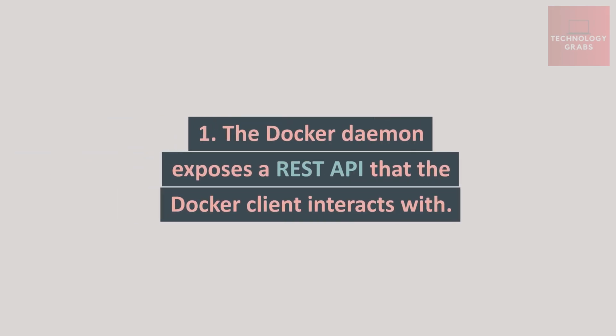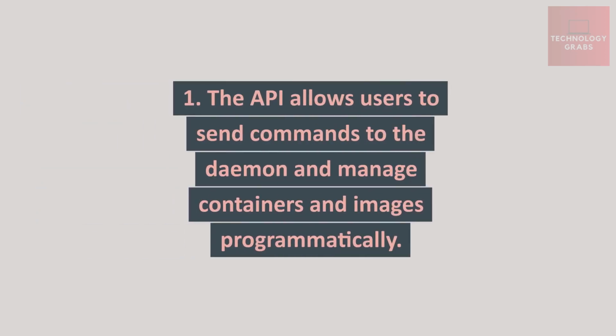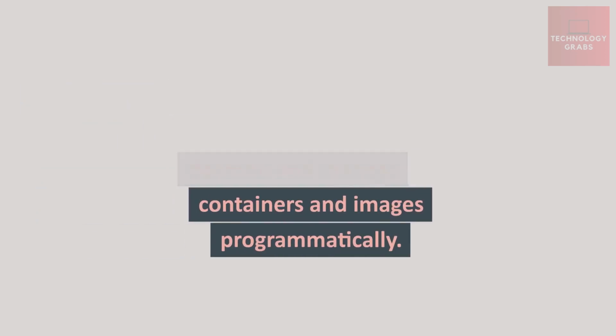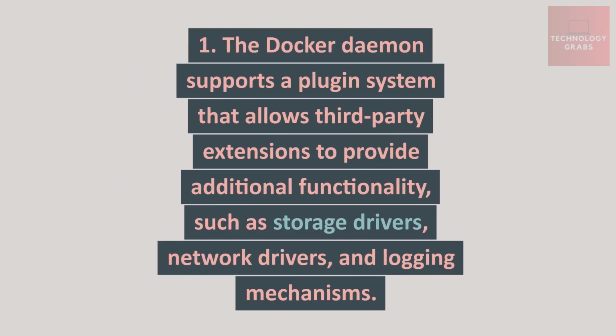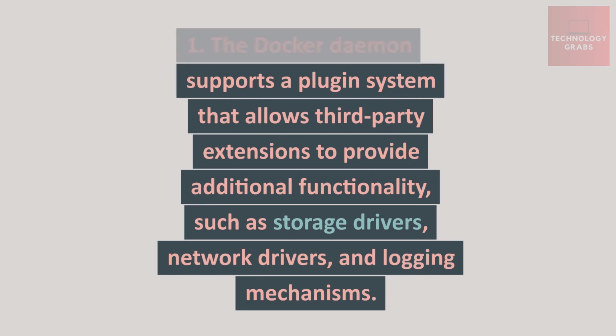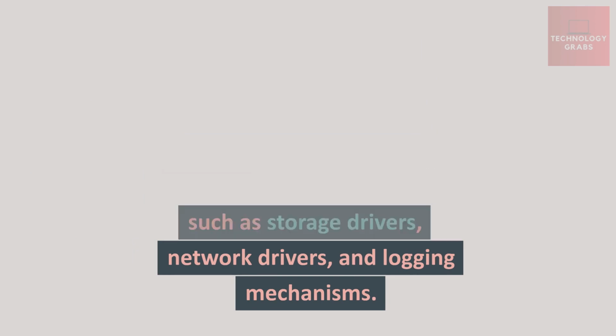API server. 1. The Docker daemon exposes a REST API that the Docker client interacts with. The API allows users to send commands to the daemon and manage containers and images programmatically. Plugin system. 1. The Docker daemon supports a plugin system that allows third-party extensions to provide additional functionality, such as storage drivers, network drivers, and logging mechanisms.